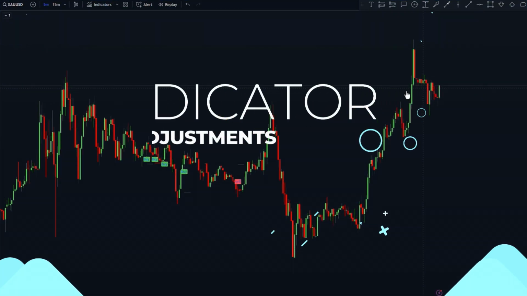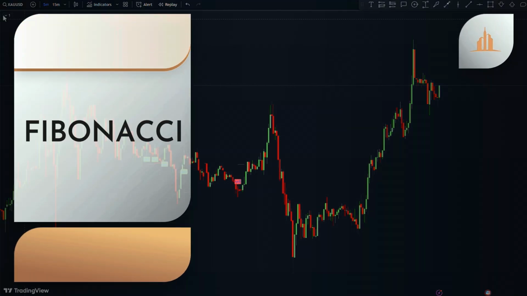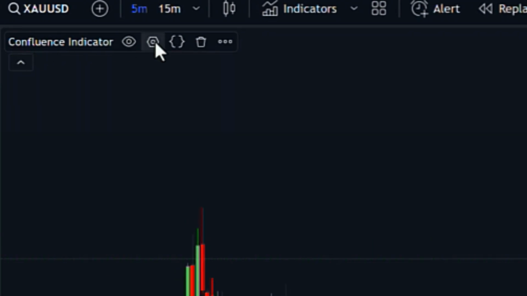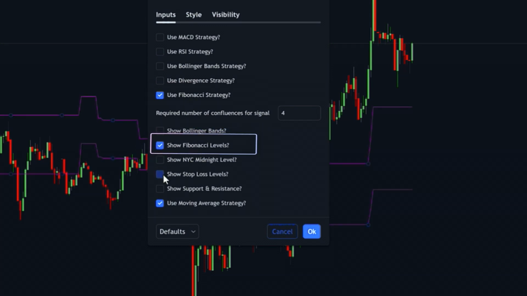For this video, we'll focus on using the powerful Fibonacci feature. First, head over to the indicator settings and go to the input section. Here, disable all strategy options except for the Fibonacci strategy. That's the one we'll be working with. Next, enable the Show Fibonacci Levels option and disable the rest. This will give us a clear view of Fibonacci levels on the chart.